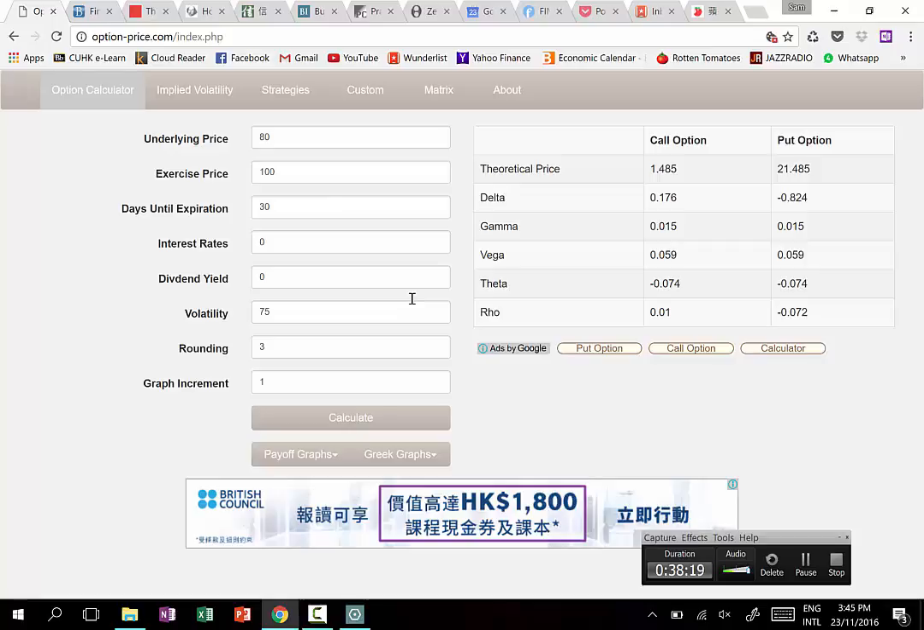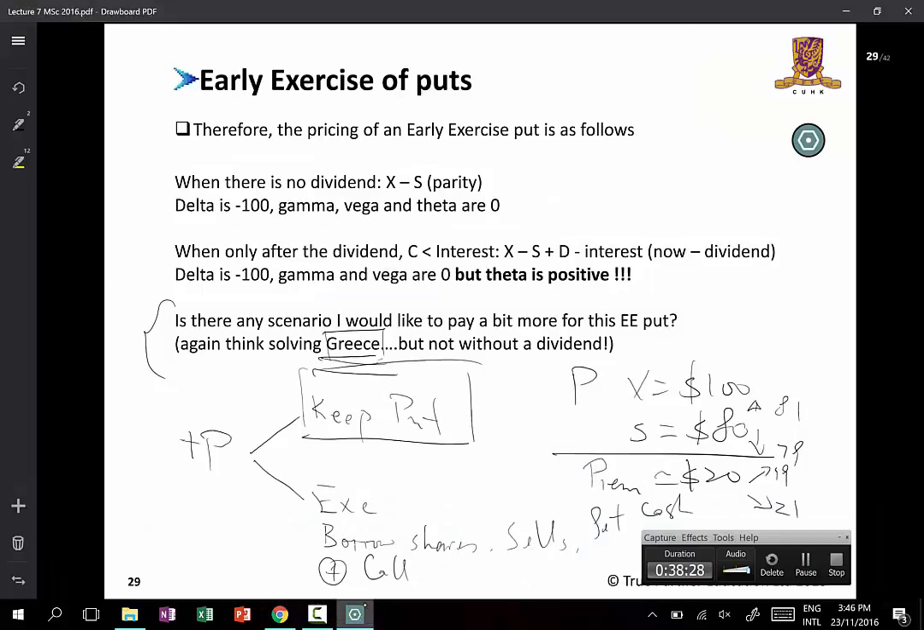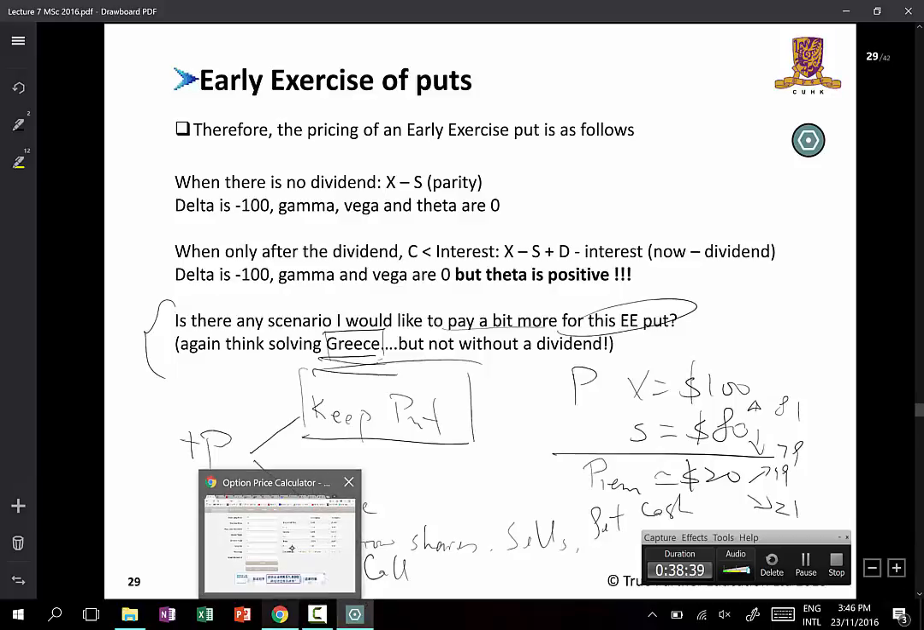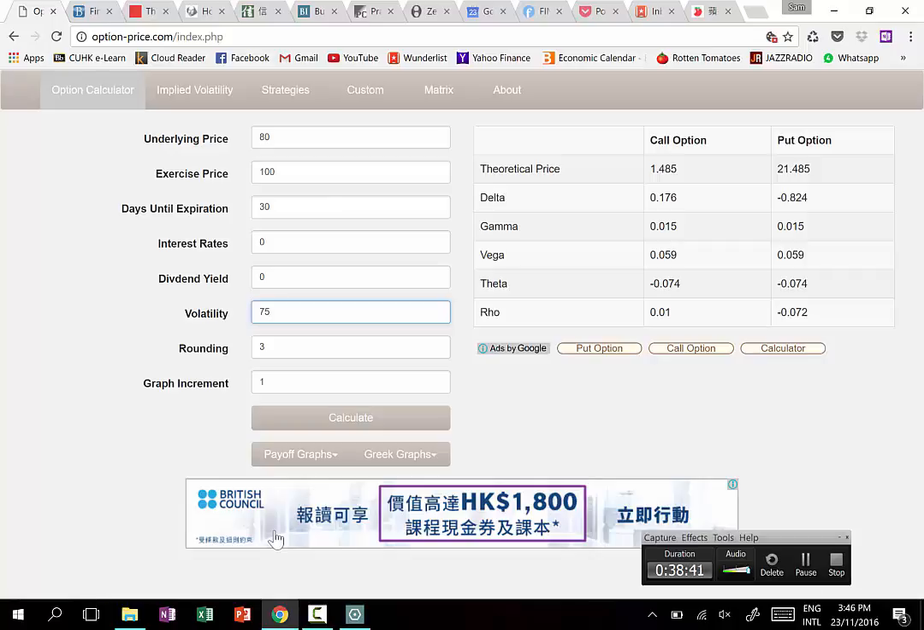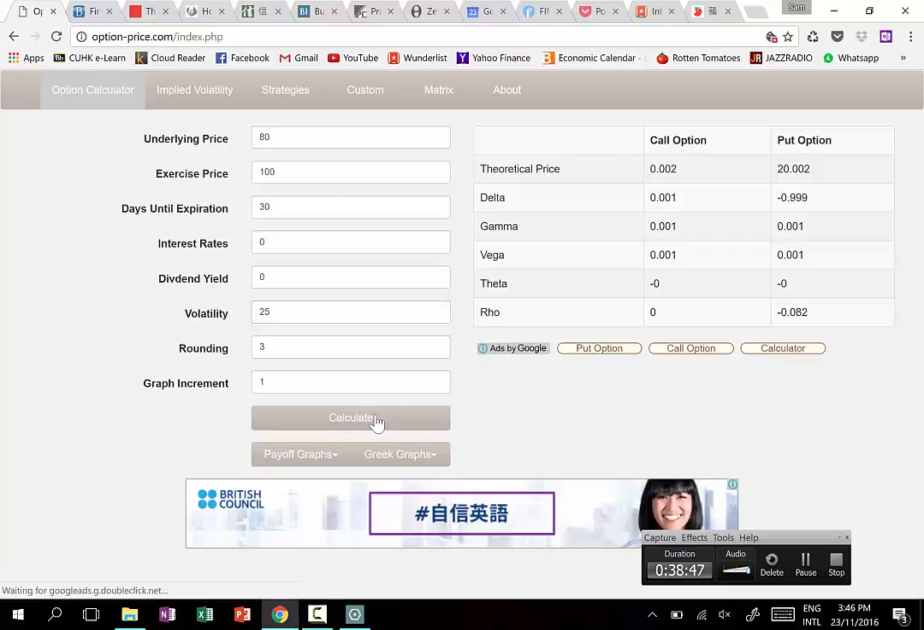So why am I doing this? I'm trying to answer the question, indirectly. The question was, is there any scenario where I would like to pay a bit more for this early exercise put? You may think early exercisable puts are so uninteresting. If it's $20 in the money, I pay 20, which is what was happening here.